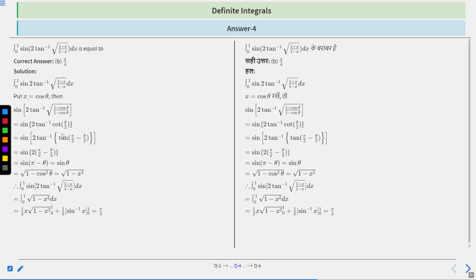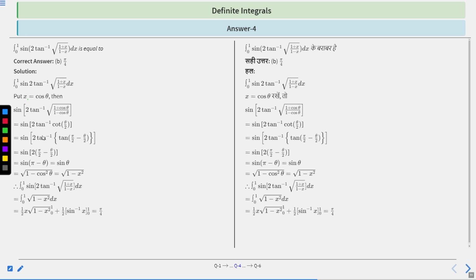Therefore, root over (1 plus cos theta upon 1 minus cos theta) can be written as cot of theta by 2, right? Because 1 plus cos theta can be converted in terms of cos square theta by 2, and 1 minus cos theta can be converted in terms of sin square theta by 2, right?